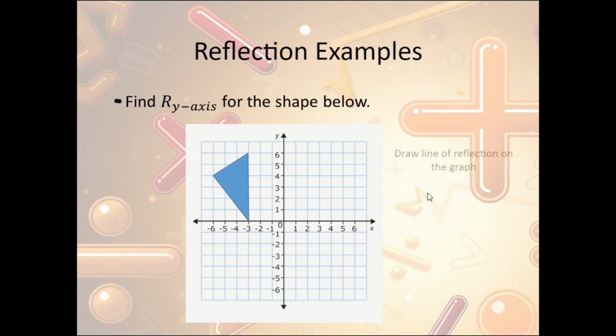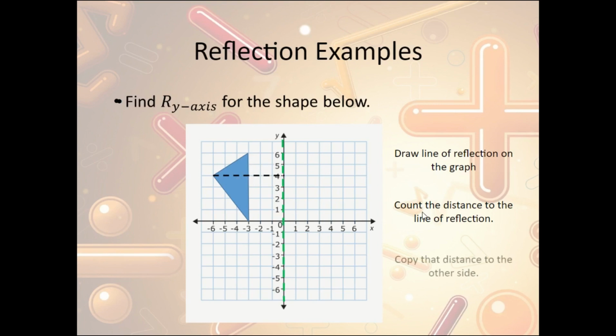So first thing we always do is draw in the line of reflection. So where are we reflecting? Well, the y-axis is right here, so I draw in a little dotted line. This is what we're reflecting over. Then we're going to count the distance to the line of reflection. So we're going to take each point, for instance, this point here, and we count how far away it is from the line of reflection. So it's 1, 2, 3, 4, 5, 6 away. And we're going to copy that distance to the other side. So over here, we go 1, 2, 3, 4, 5, 6 away and plot our point.